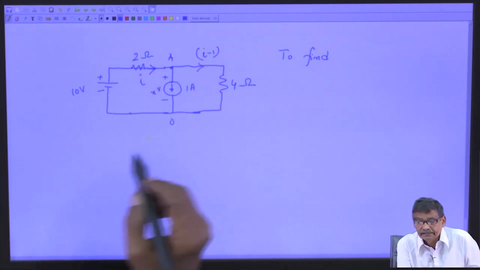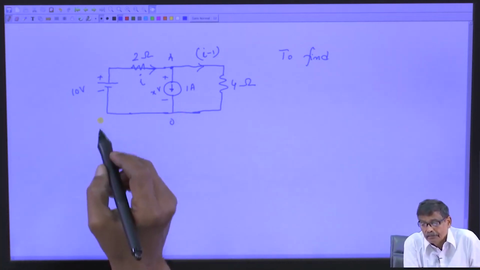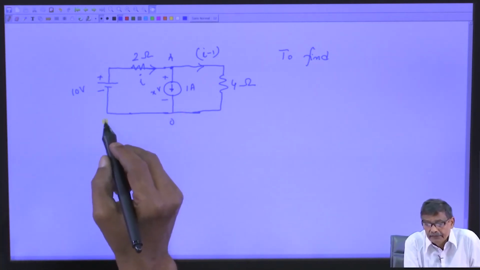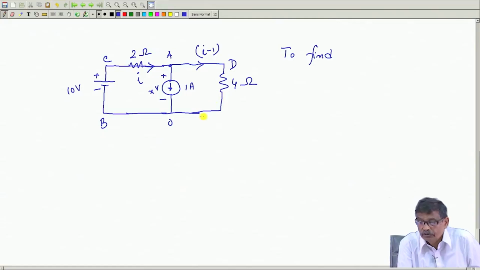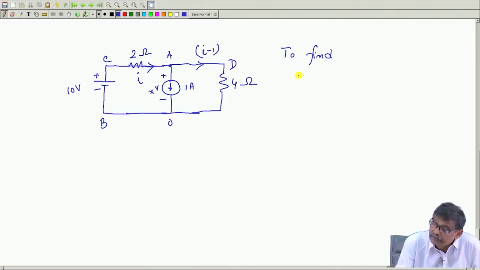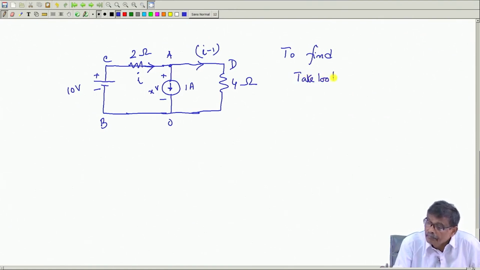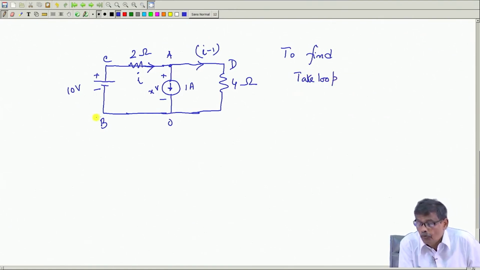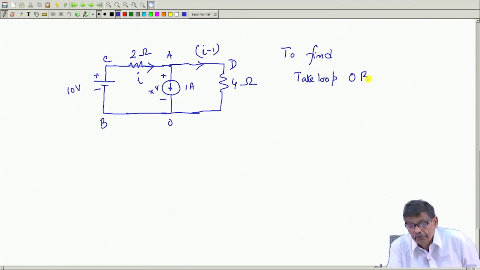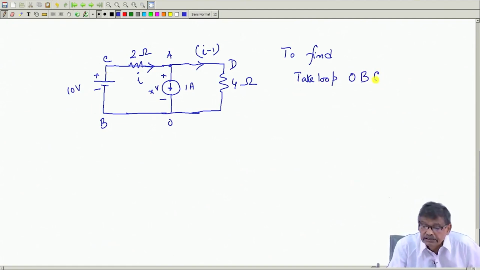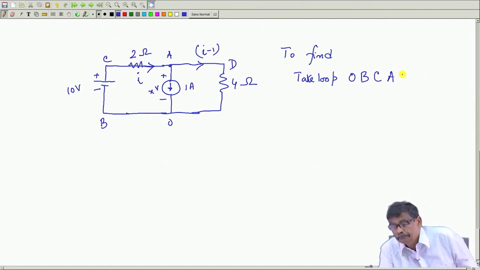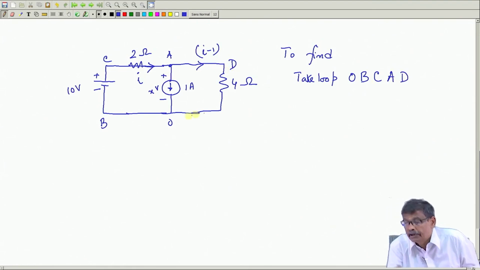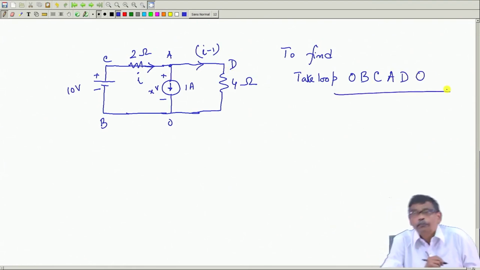So, let me take this loop O, B, C, A, D, O. I will start my journey from O, then I will go to B, then C, then A, then D, and then I will come back to O. This is the loop let us consider.